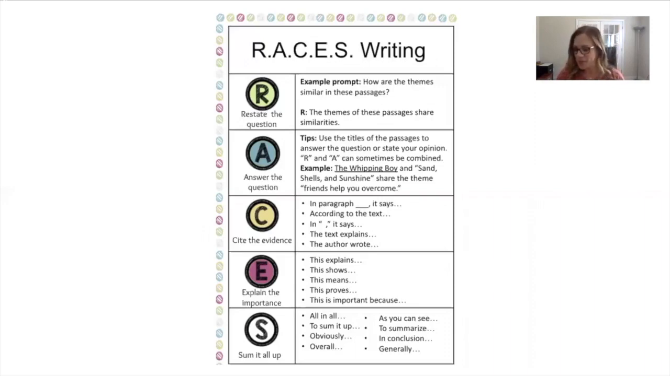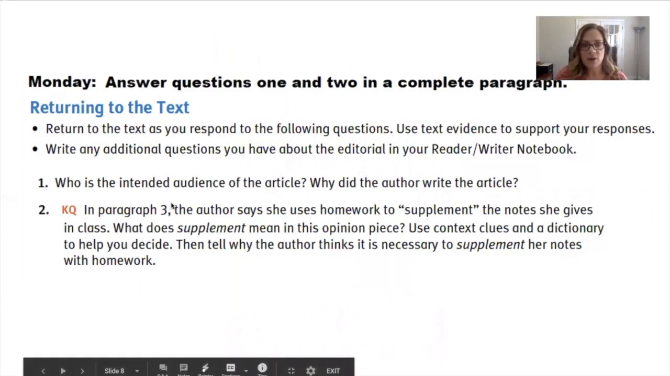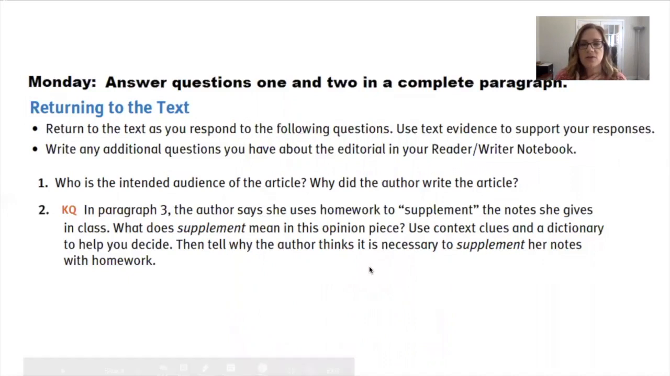Okay. So Monday gave us a couple of questions, right? We were supposed to return back to that text. So if for some reason you had already gotten rid of it, you could always print it again because it's still available on the KCS website. Okay. But returning to the text, responding to the following questions. Use text evidence to support your responses. Who is the intended audience of the article? And why did the author write the article? Right, that's our first question.